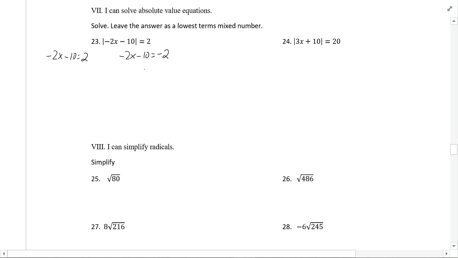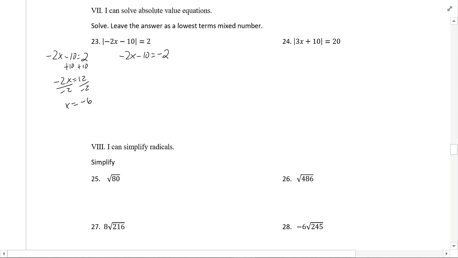So now that we have our equations, we're going to go ahead and solve. I'm going to solve the left-hand side first. Here, I'm going to add 10 to both sides. So I get -2x equals 12. I'm going to divide each side by -2. So I get x equals -6.